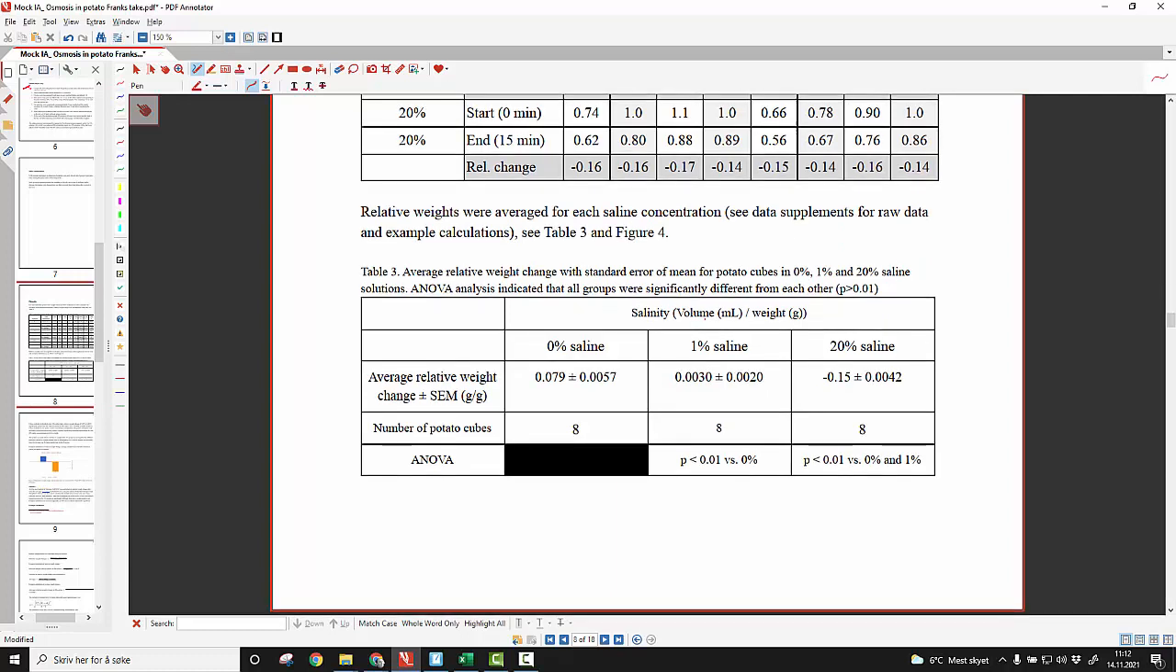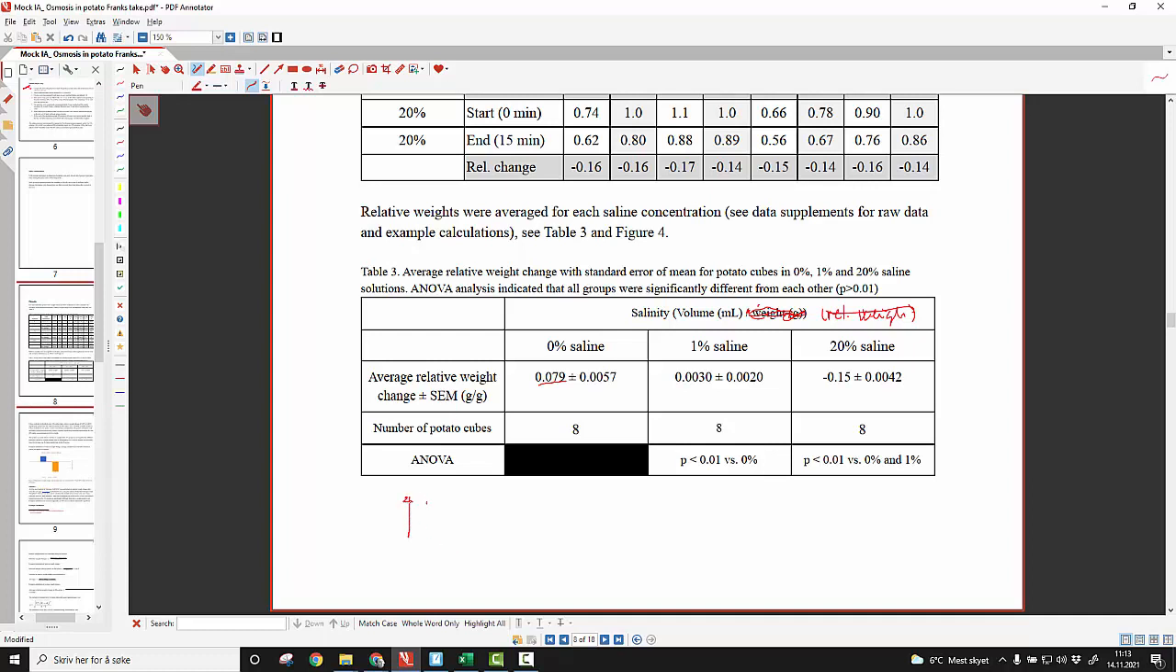So we see that in table 3, yeah, this should be only salinity here, and we shouldn't have this, that's just confusing. So these are the salinities, the fluids we put the cubes in, and then on the first row we have average relative weight change. It's this value, plus minus standard error mean, and I will come back to that later, but the standard error mean talks about the spread in the data.